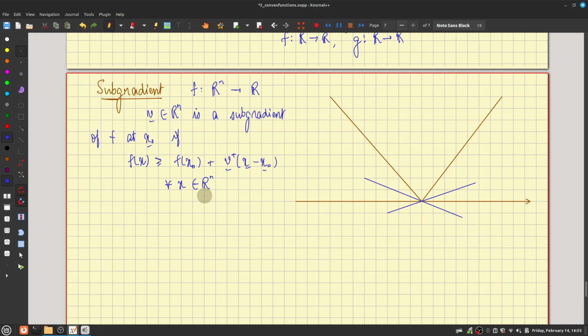The subgradient may not be unique. There could be multiple subgradients at a given point. Case in point, for this particular function mod x, there exist infinitely many subgradients at x equal to 0. But there exists only one subgradient at any point x which is greater than 0, or at any point x which is less than 0.